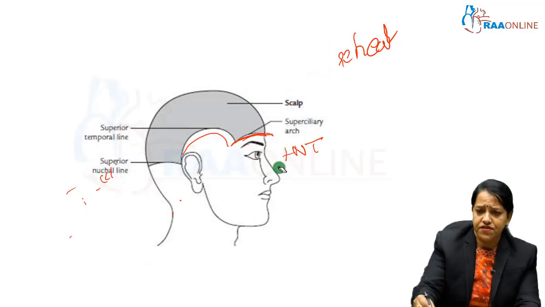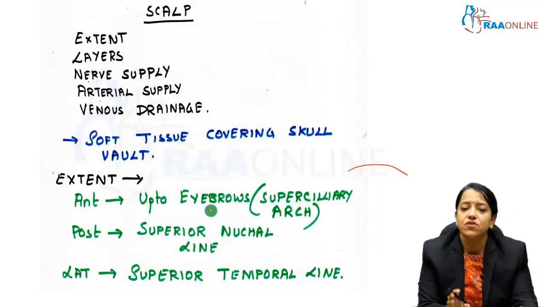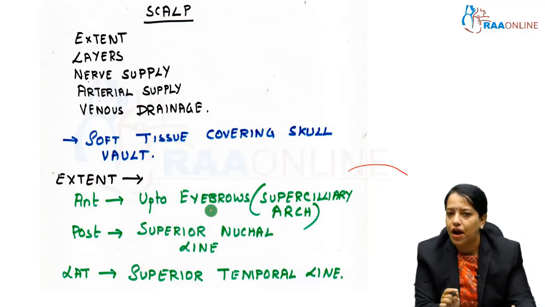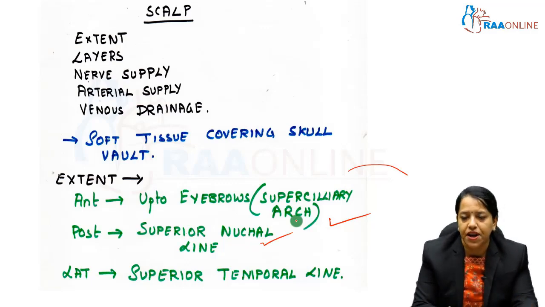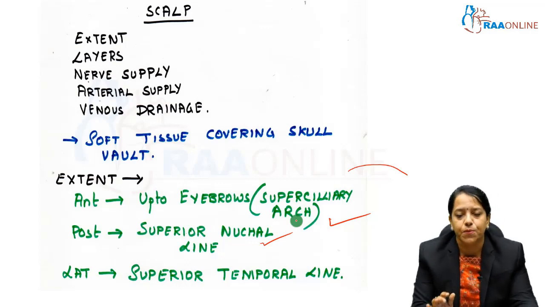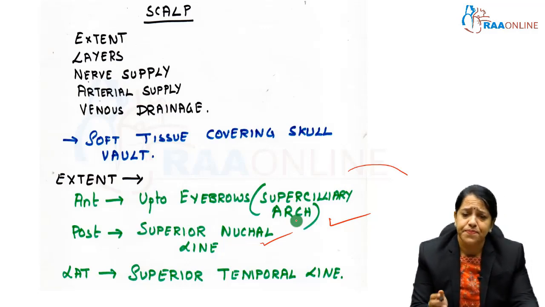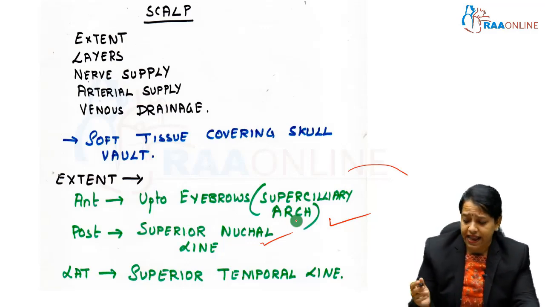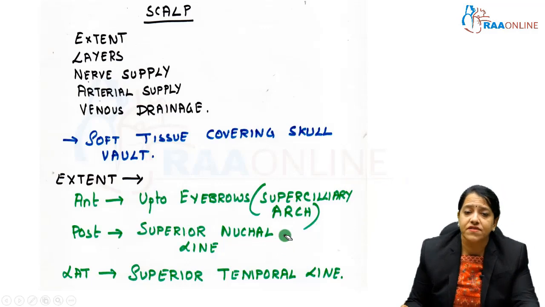Now let's go through the extent once more. Anteriorly it is up to the eyebrows. Basically the superciliary arch corresponds to the eyebrows or just above the eyebrows. That is the anterior extent. Coming to the posterior extent, it is the superior nuchal line. You have seen that it is above the ending of the hairline. The hairline will actually go beyond the superior nuchal line. It will be much below. It will extend up to the nape of the neck. Next, laterally you have the superior temporal line. Below the superior temporal line it becomes the face. These are certain things which we have to remember when we tell the extent of the scalp. Extent of the scalp will carry marks, so you have to write the extent properly when it is asked in the question.